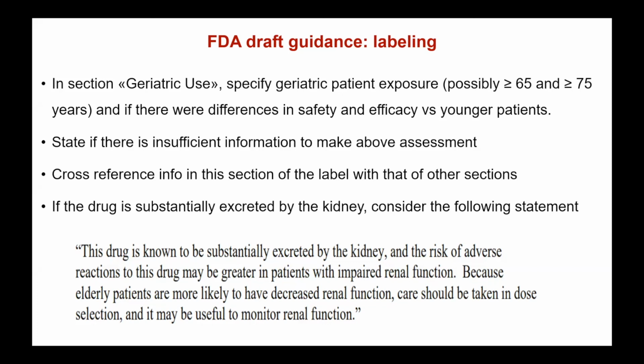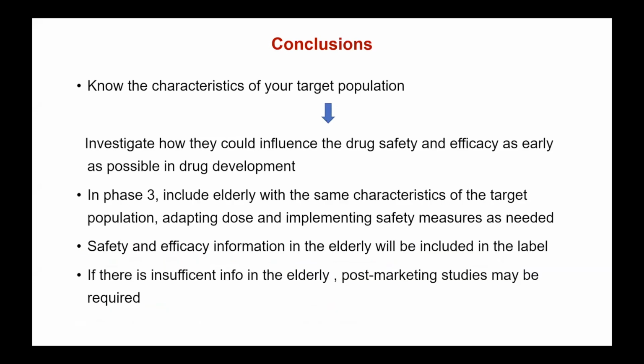The guideline specifically states there can be a risk of adverse reaction in the elderly patients because they have impaired renal function. So to conclude, you have to know what are the characteristics of the elderly population who will take the drug. So to investigate how these characteristics can influence the safety and the efficacy of the drug as early as you can in drug development, so that in phase 3 we can enroll the patients with the same characteristics as those of the target population who will take the drug in real life.